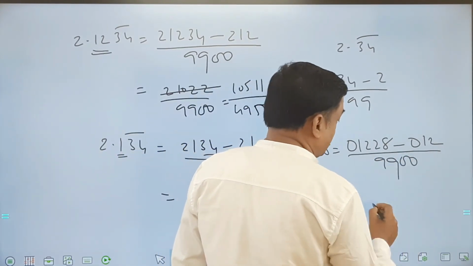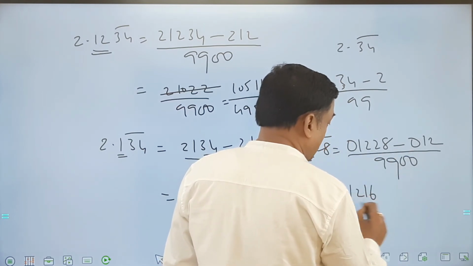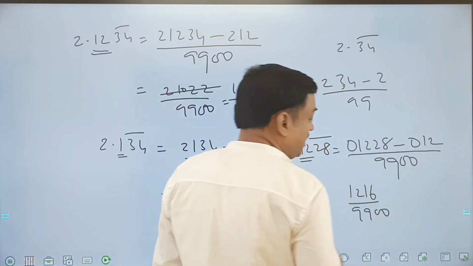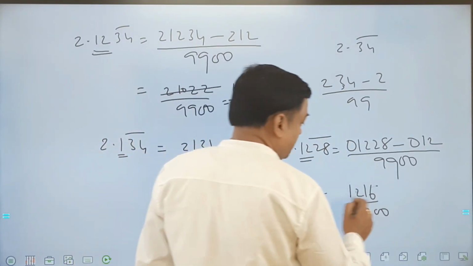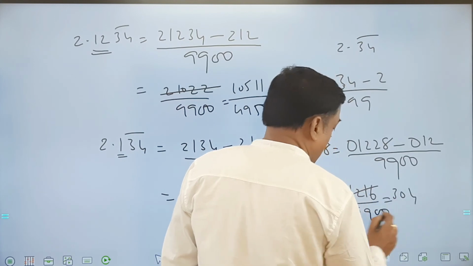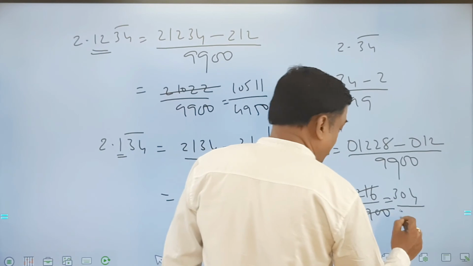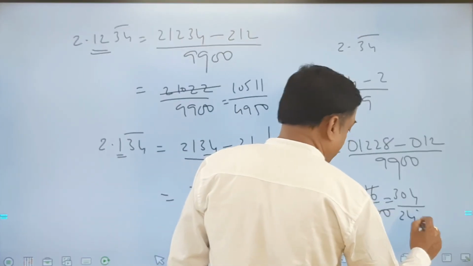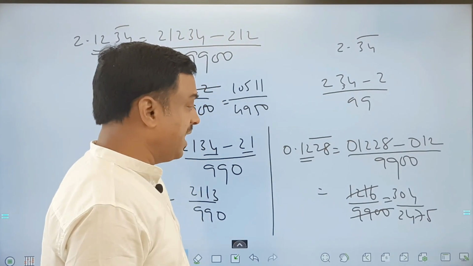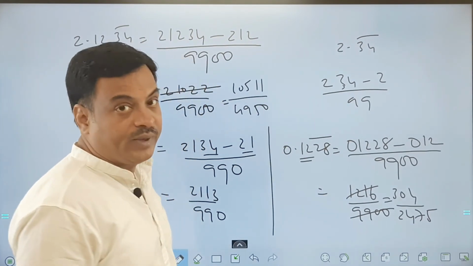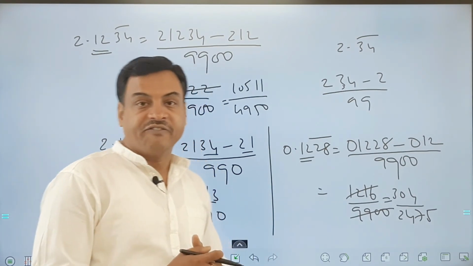Now 28 minus 12 is going to be 16, and 12 minus 0 is 12, upon 9,900, which is what we have. As you can see, both of them are multiples of 4. This is going to be 304 upon 9,900, and when I divide by 4, 96 will be 24 times, 30 will be 7, and 20 will be 5. I guess further they cannot be cancelled. Yes, they cannot be cancelled further. So the answer is 304 upon 2475.